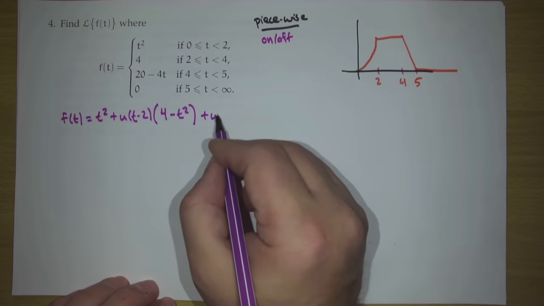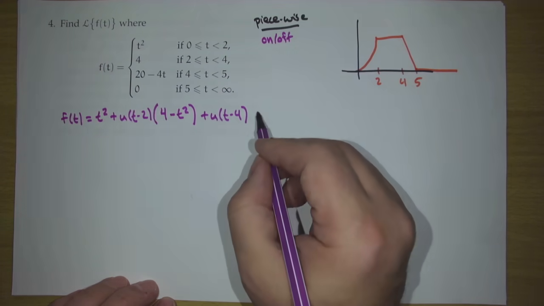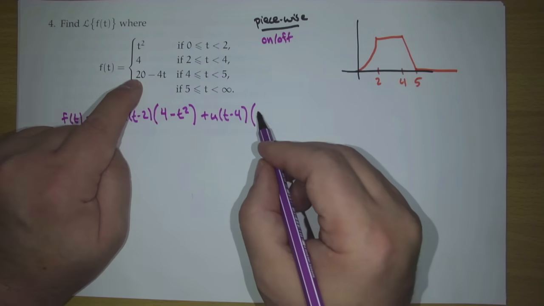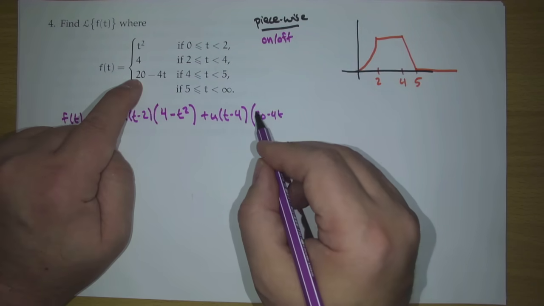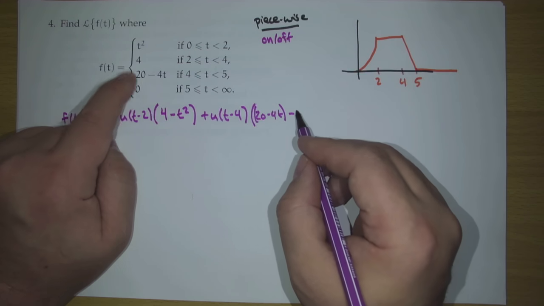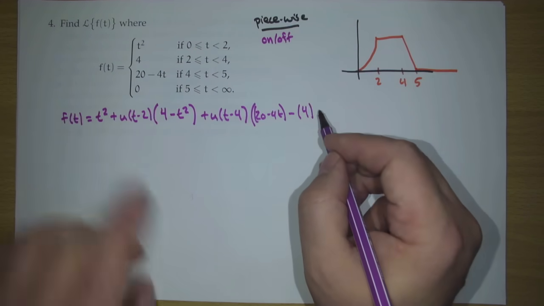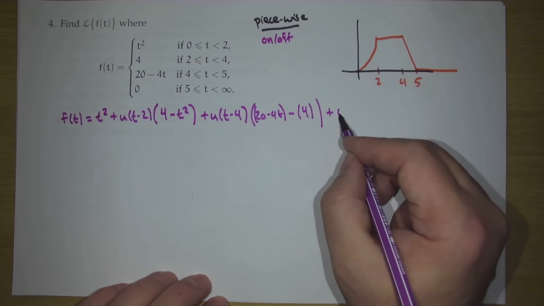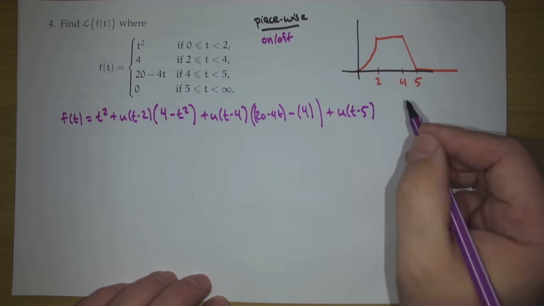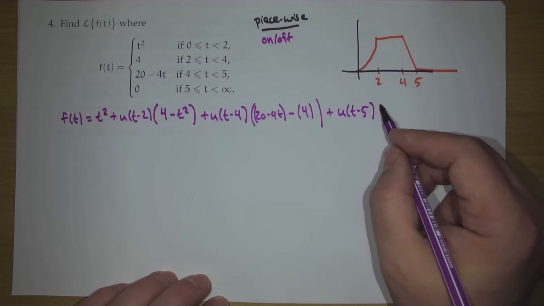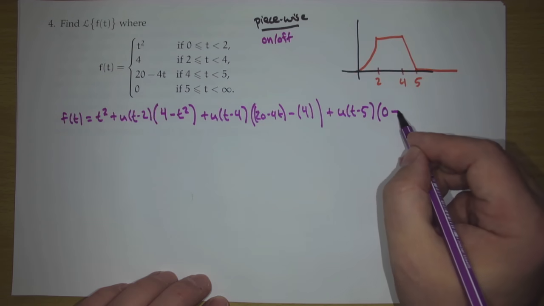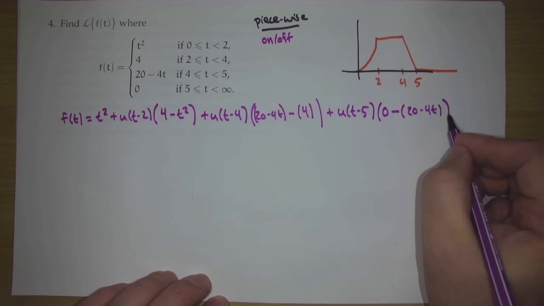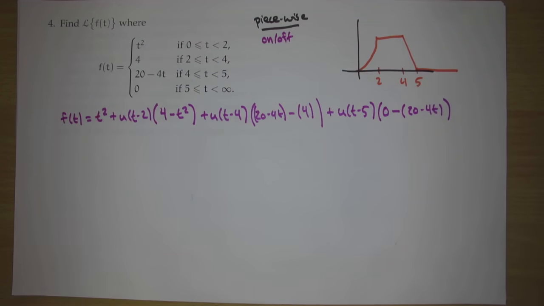Where's the next change? 4. So we have u of t minus 4. And what are we turning on? 20 minus 4t. What comes after? What are we turning off? The 4. What came before? All right, where's our next change? 5. So we have on-off at 5 happening. What comes after 5? 0. What comes before 5? 20 minus 4t.